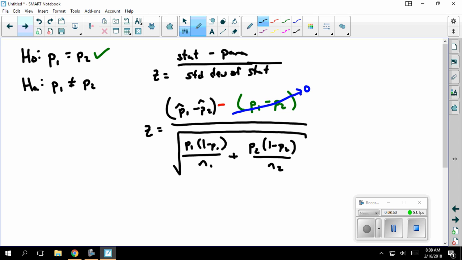The catch is I don't really know what p1 and p2 are. I just suspect, or I'm testing the theory, that they're equal to each other. Now, if p1 and p2 are equal to each other, then I can get a better guess. In other words, if p1 represents the proportion among the boys and p2 represents the proportion among the girls, but there's really no difference in the boys and the girls, then I can combine my samples, because there's no difference, and get a larger sample, which is going to be a better estimate of the truth.